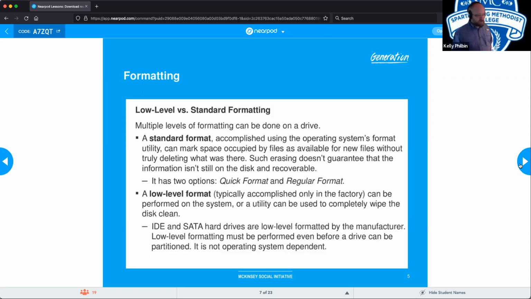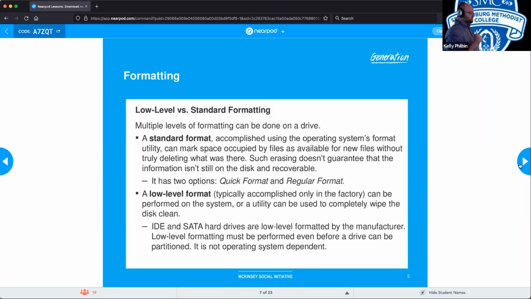So quick just basically says anything here can be written over, and then regular goes through and goes, before we say that, let's make sure this stuff is okay to be written to. And so it does a quick check. Then we get to the other type of formatting, which is called low-level formatting.